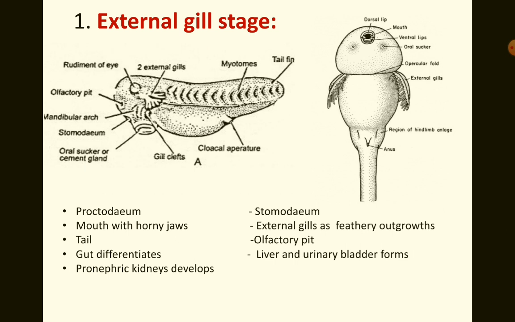Now these diagrams explain the changes that are seen at this external gill stage. You can see the formation of the proctodeum. The mouth gets differentiated with horny jaws. All these changes occur simultaneously. The proctodeum is formed by invagination at the junction of the trunk and the tail, and this grows inside and finally joins the archenteron, and its opening to the exterior forms the anus.